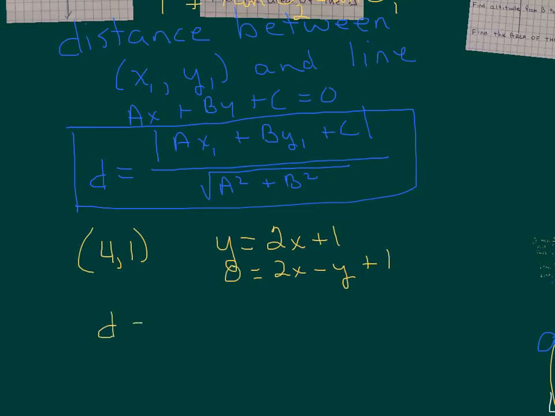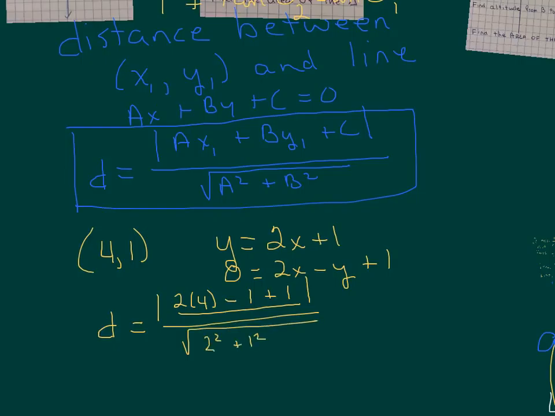And to find the distance, we plug in a 4 for x, 2 times 4, minus 1y plus 1 over the square root of 2 squared plus 1 squared. So distance is equal to the absolute value of 8 over the square root of 5, or just 8 over the square root of 5. And this is one of those cases when you may leave the square root in the denominator.